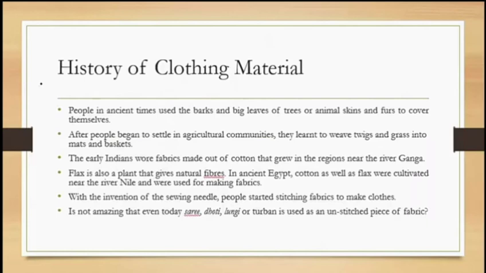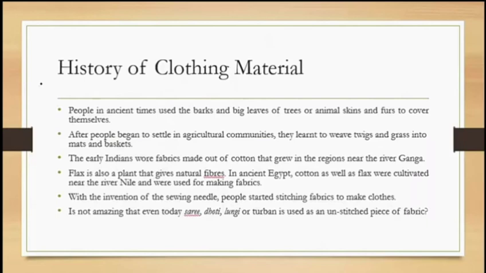In India, cotton was grown near the river Ganga during the Harappan period as early as 2500 BC. The early Indians used to wear fabrics made out of cotton that grew in these regions. Flax is also another natural fiber that is obtained from the flax plant. In ancient Egypt, cotton and flax were grown near the river Nile and were used to make clothes.